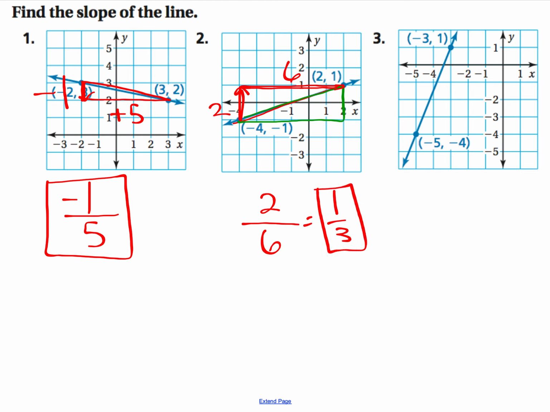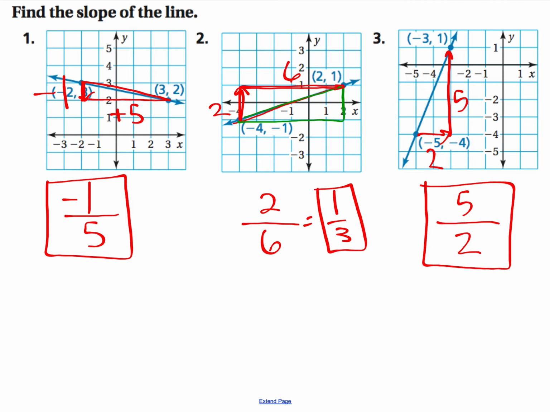Okay, next one. We need to draw a right triangle. It looks like it's over 2 and up 1, 2, 3, 4, 5. So the rise is 5, the run is 2. The slope is 5/2.